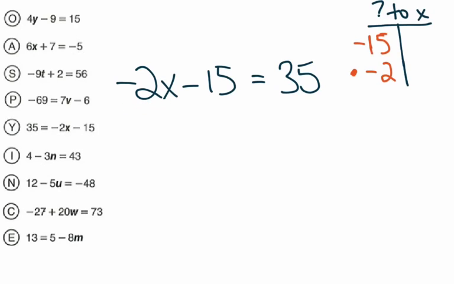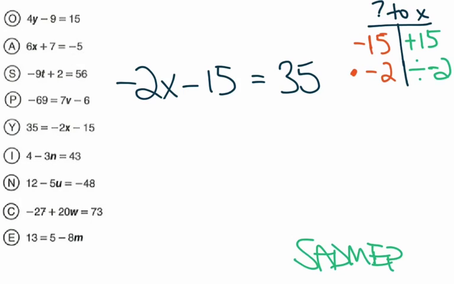So now I need to decide what I'm going to do about it. And the opposite of subtracting 15 is adding 15. And the opposite of multiplying by negative 2 is dividing by negative 2. So down here I'm going to write SADMEP. And I'm going to be adding 15. So that's addition. So I need to add first. And then I'm going to be dividing by negative 2. So that's second. So the very first thing that I need to do is add 15 to both sides.